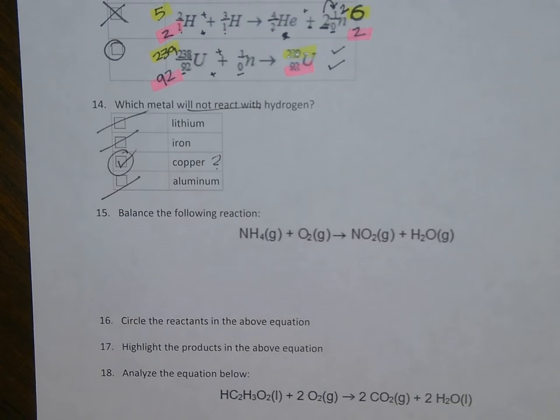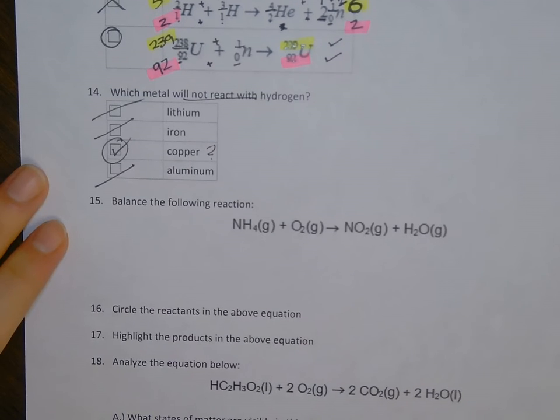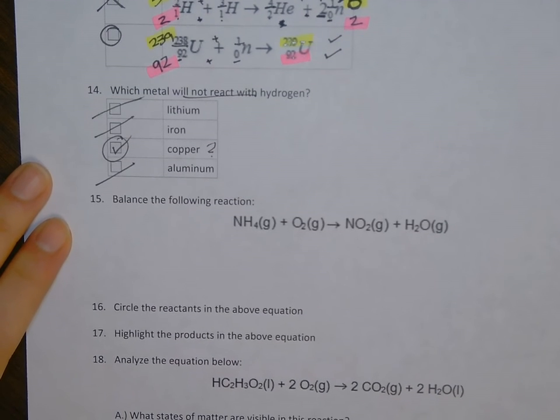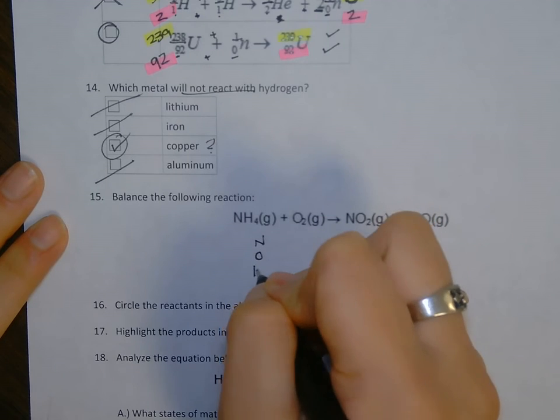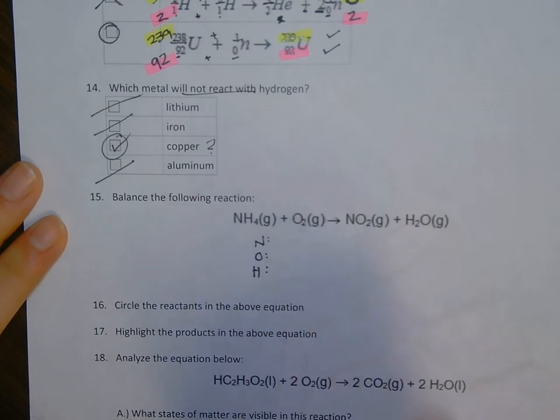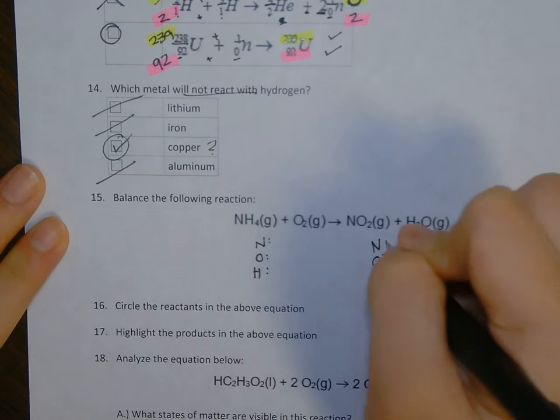Next one, I have to balance an equation. So, this is going to be a hard one. Are we ready? Alrighty, so I have nitrogen, oxygen, and hydrogen on my reactant side. I have nitrogen, oxygen, and hydrogen on my product side.